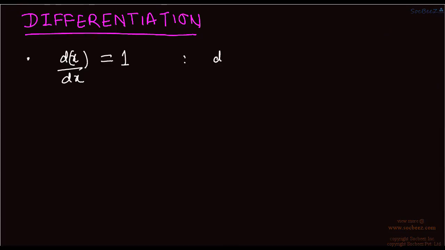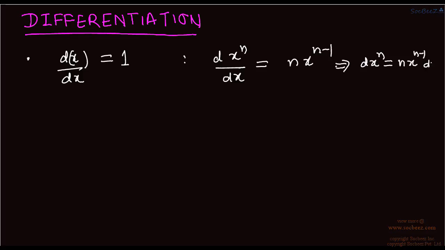Similarly, you have d of x to the power n by dx. That will be n x to the power n minus 1. This can also be written as d of x^n is equal to n x to the power n minus 1 dx. This dx can be carried to this side. Okay, this is the first thing.